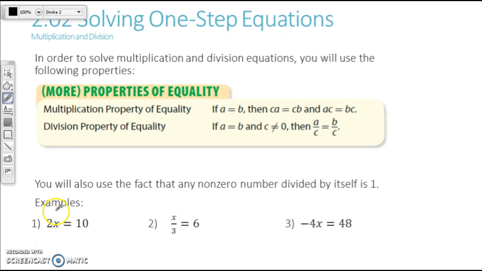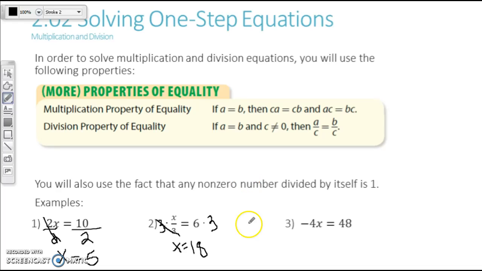Okay, so 2 times x, it's 2x, which is the same thing as 2 times x, so I'm going to divide by 2. Divide by 2. X equals 5. And 2 over 2 is 1, that's why I crossed them out. So x divided by 3 equals 6. So that means I'm going to multiply both sides by 3. And since I have one on top and one on bottom, they cancel out. X equals 18.